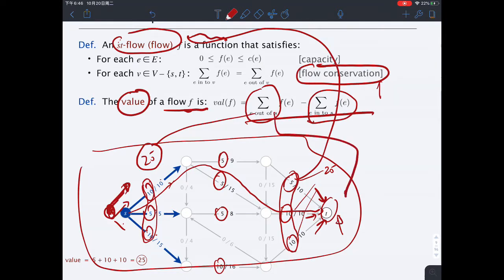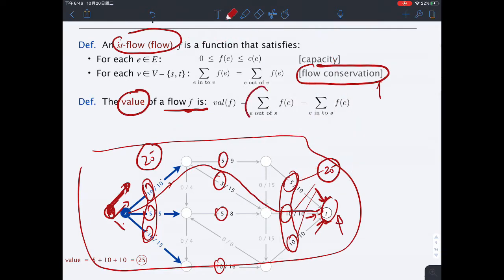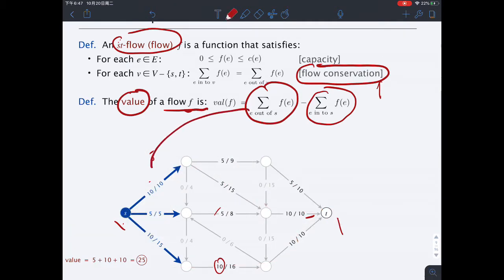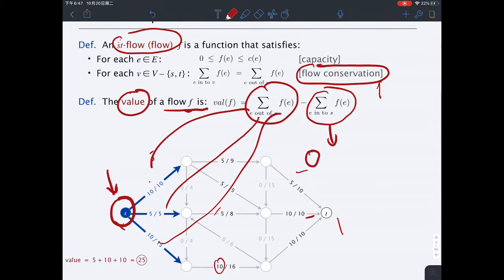Using this picture as an example, the value of the flow is exactly 25. You can calculate the value that's being pushed out from S, and you can also calculate the value that's being sucked in by the sink. Just notice that here we really have two terms. The first term is E out of S, and the second term is E into S. For our particular case, the out of S is just the sum of these three. But for into S, if you look at this node, there's nothing coming in, so the in of S is 0. In general, this may not necessarily be true.